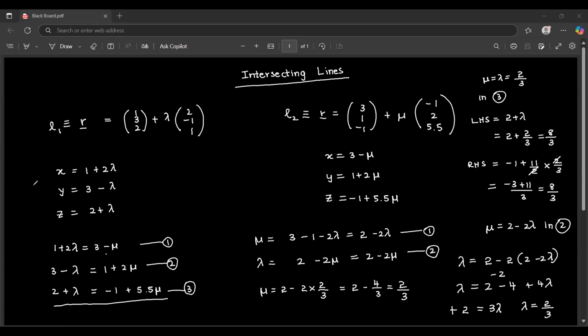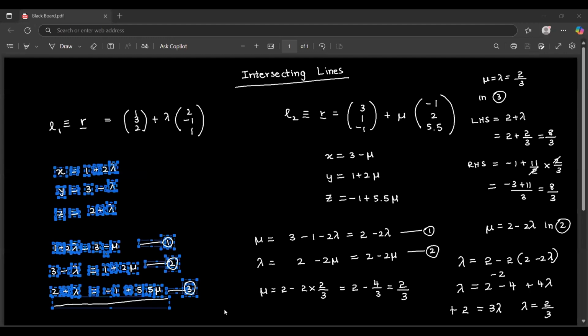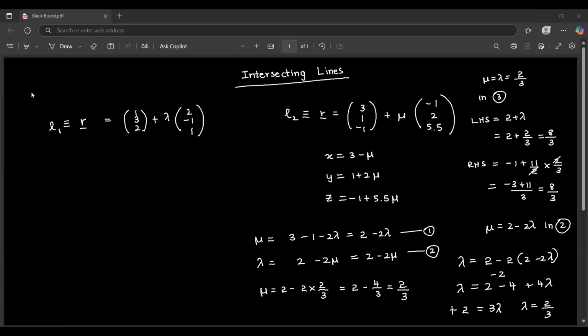Okay, and now you will replace those things. How? Well, the common point, or the intersecting point. Instead of saying common point, we can say intersecting point. The intersecting point can be given as 1 plus 2 over 3 into 4, comma 3 plus minus 1 into 2 over 3, comma 2 plus 2 over 3.